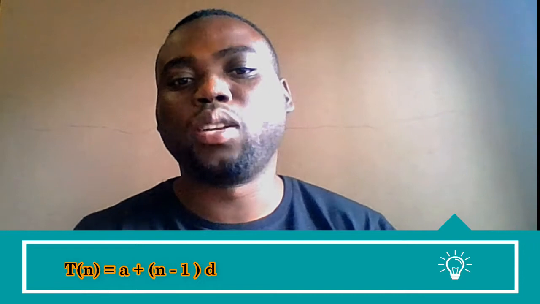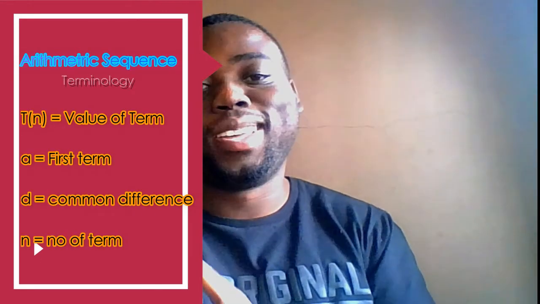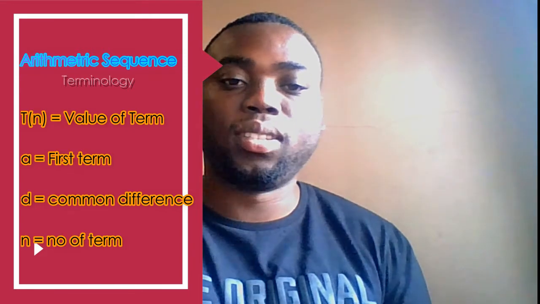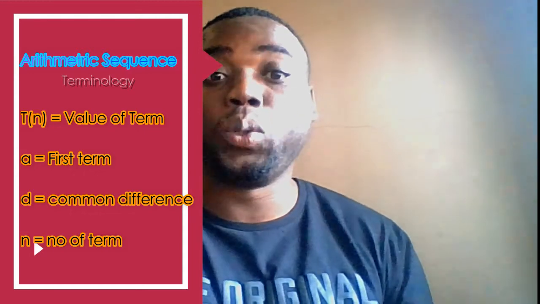Now, if we get a different answer, it can't be an arithmetic sequence. Okay? But if we do get the same answer, it has a common difference, we would definitely say it is an arithmetic sequence. The formula for an arithmetic sequence is Tn = a + (n - 1)d. The Tn represents the term, right? The value of the term you're working with. The a represents the first term. The d represents the common difference, and the n represents the number of the term, right? Or the position of your term.